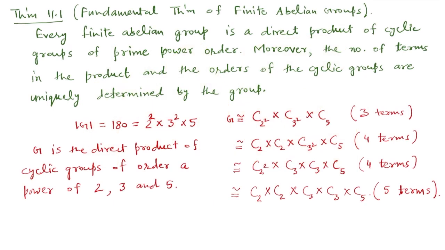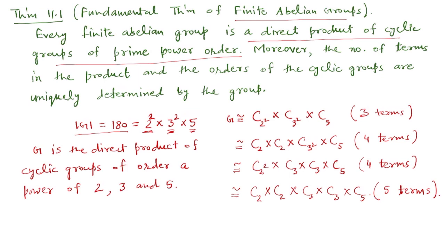In this video, we are starting the proof of the fundamental theorem of finite abelian groups. The theorem says that every finite abelian group is a direct product of cyclic groups of prime power order. For example, if the order of G is 180, then 180 can be written as 2 squared times 3 squared times 5. So there are 3 primes appearing in the order of G: 2, 3 and 5. So G can be the direct product of cyclic groups of order a power of 2, a power of 3 and a power of 5.